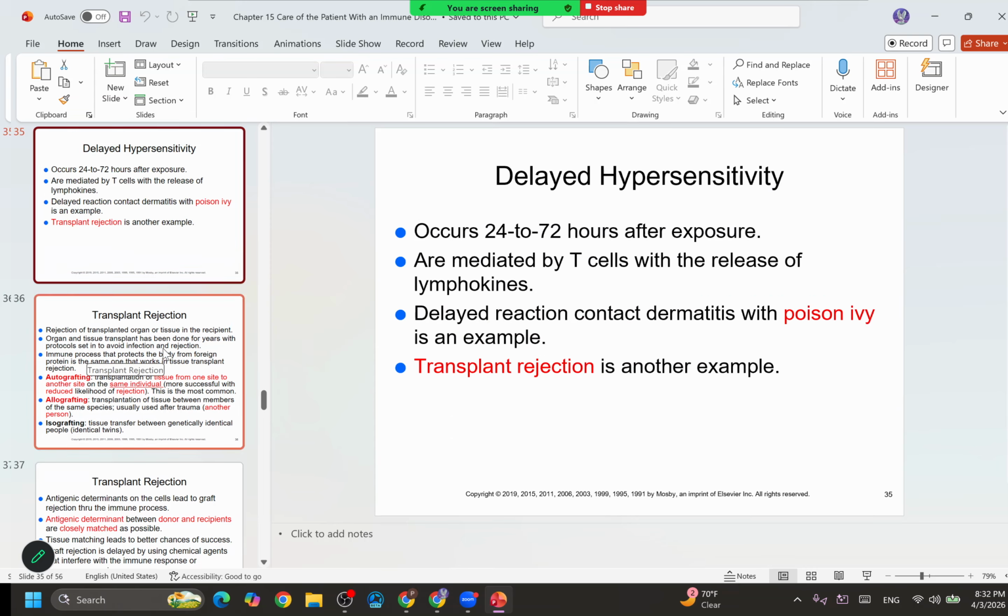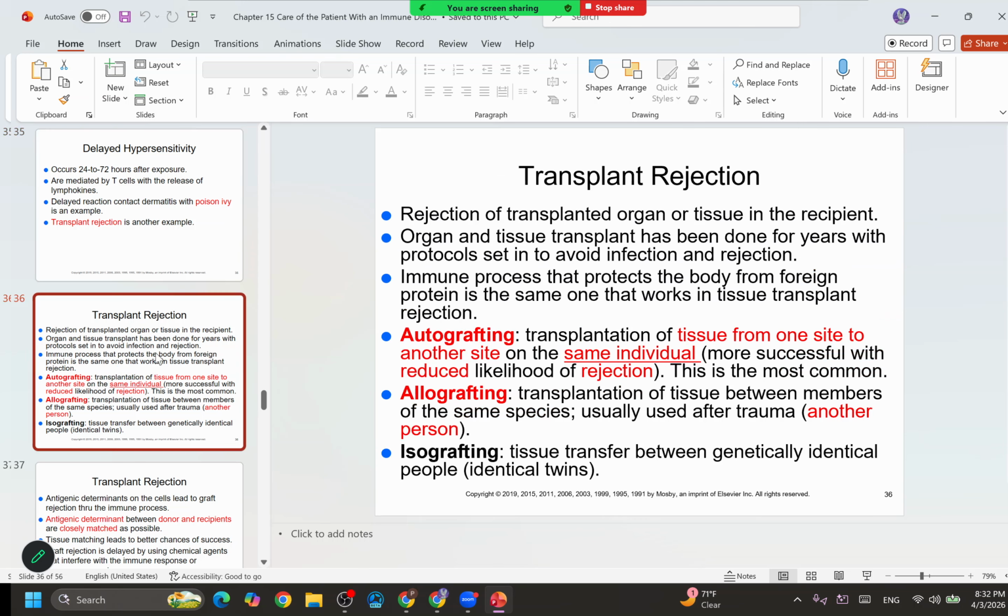Okay, I think we finished with this one, right? Delayed hypersensitivity. Am I right? Not sure. How about the next one, this one? Transplant rejection. Did we talk about autografting yet? I don't think so, right? Did we? Autografting and allografting. Let me check it.